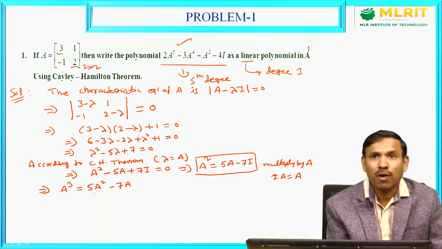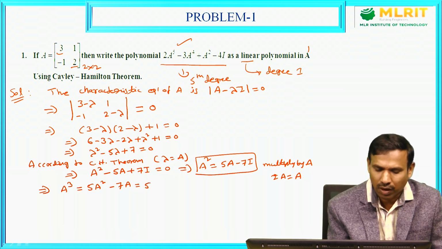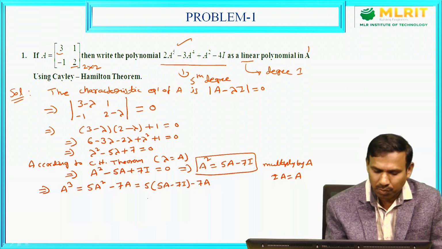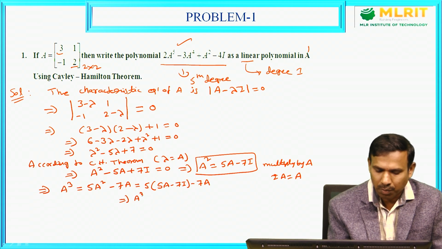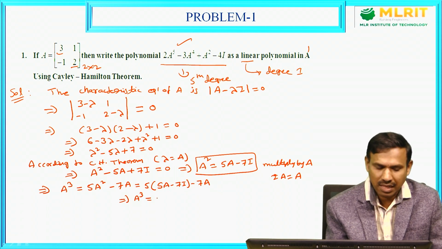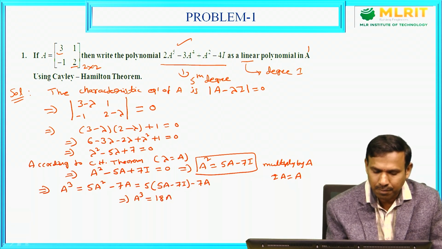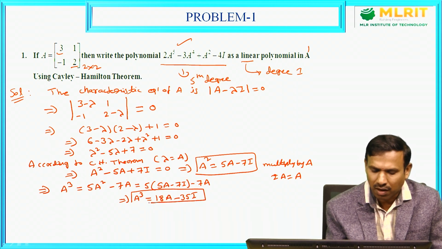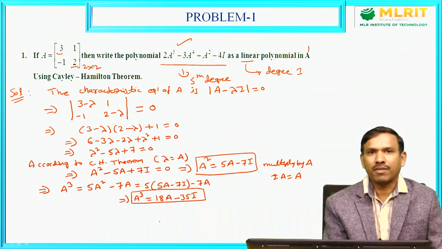But a cube also we want in linear polynomial. So, already we have a square in linear polynomial, replace a square, which is equal to 5 into a square value, 5a minus 7i, minus 7a. Okay. Now, finally, a cube is equal to 5 into 5, 25a, 25a minus 7a, that is 18a, right, minus 5 into 7, 35i. This is the a cube value in terms of a, which is in linear polynomial.